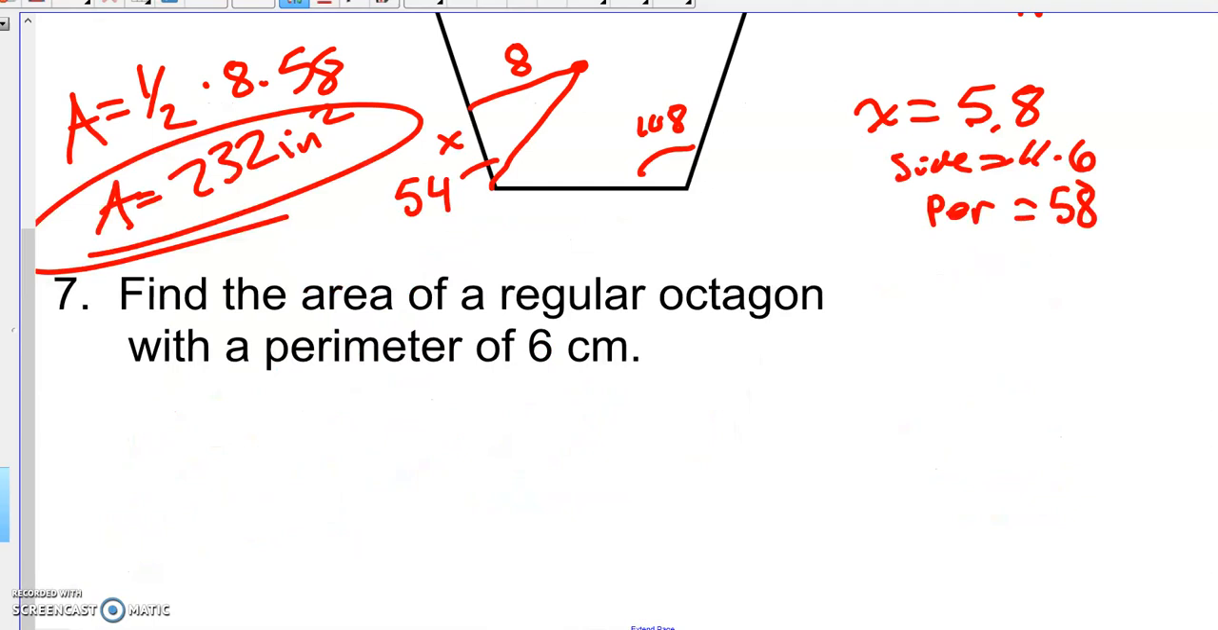Why don't you pause the video, go ahead and try this one on your own, unpause it, and check your answer, please. So I'll give you time to do that.